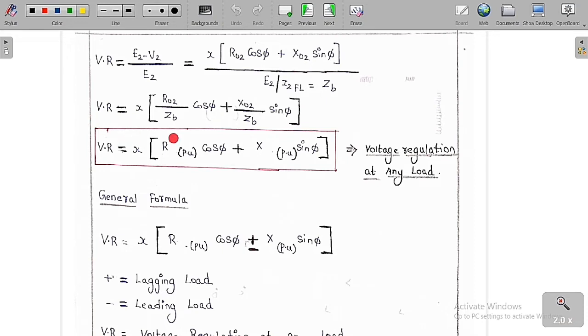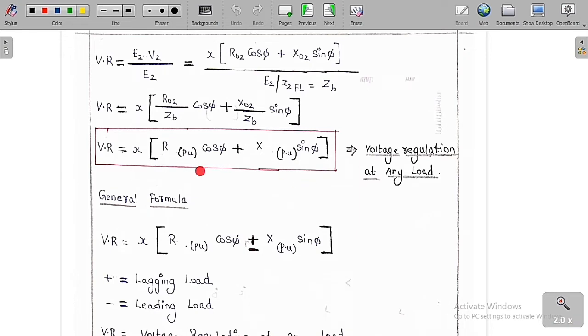So voltage regulation is equal to x into R naught of 2 by ZB into cos phi plus X naught of 2 by ZB into sin phi. R naught of 2 by ZB is nothing but actual value by base value, which is the per unit value. So R per unit into cos phi plus X naught of 2 by ZB, actual value by base value, is the per unit value, X per unit into sin phi. So this is the voltage regulation formula at any load.